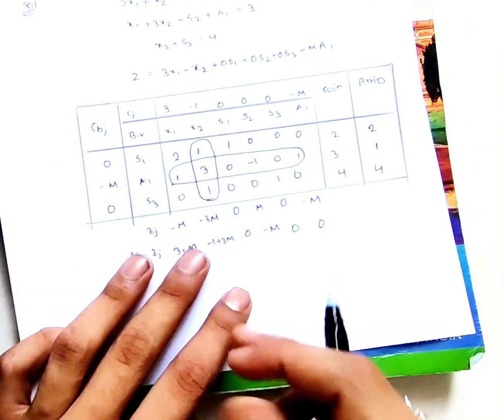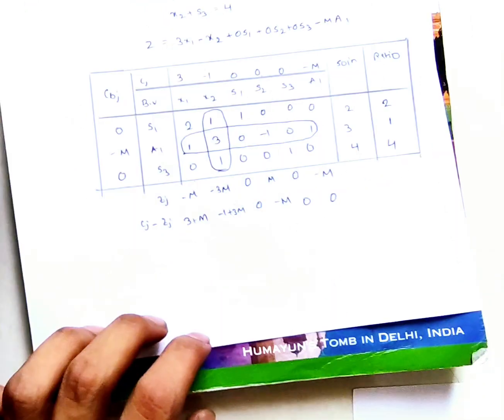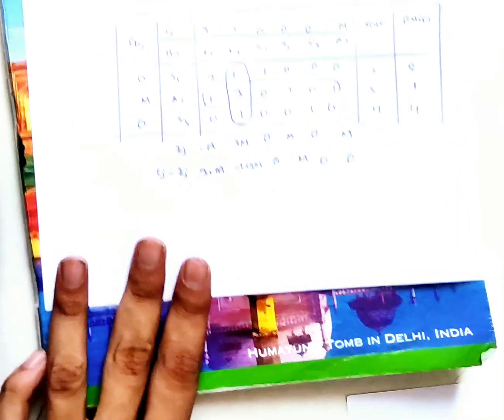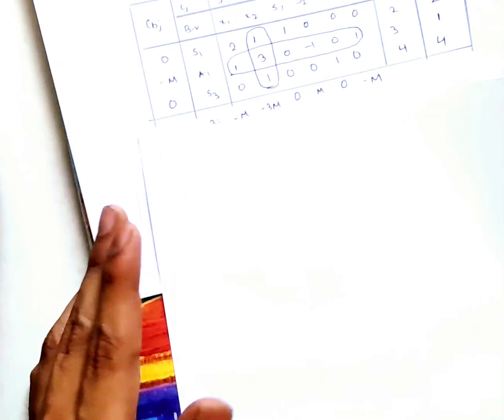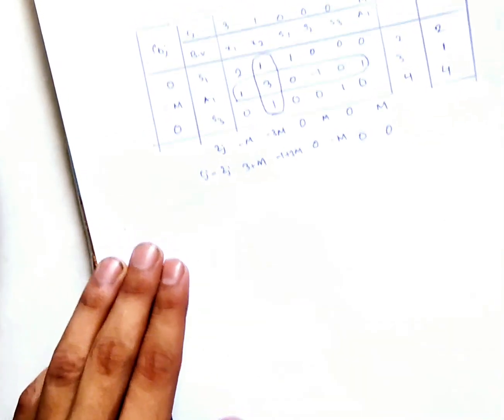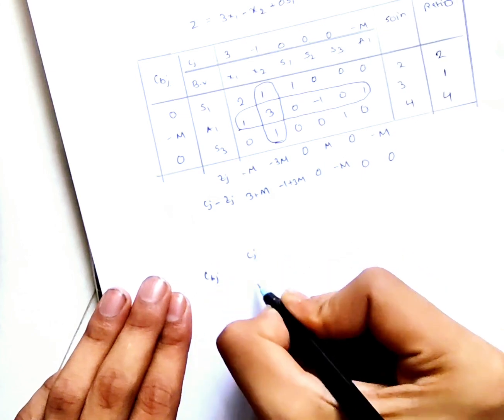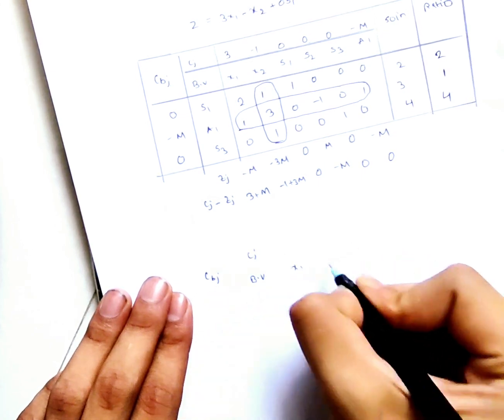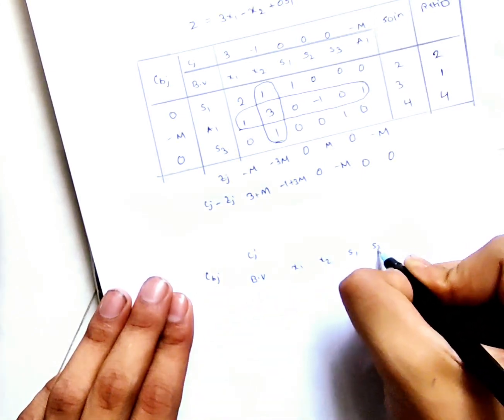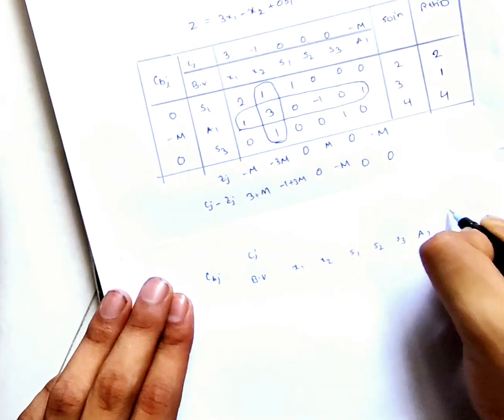So we have found the key row and key column. On the basis of this, we can write another table. Again CBJ, Cj, x1, x2, s1, same as the previous one.